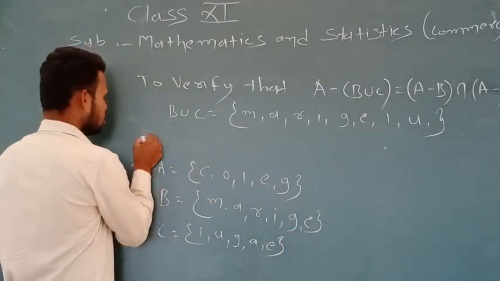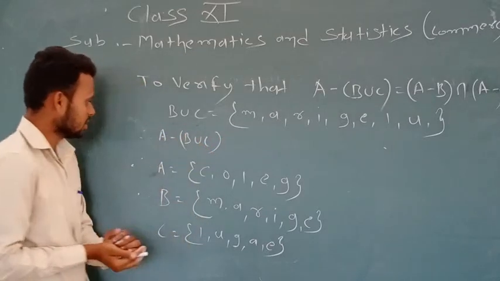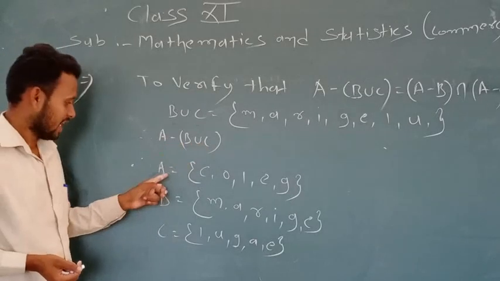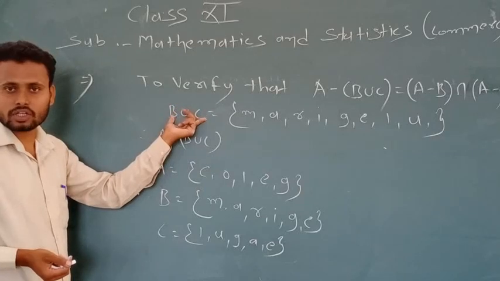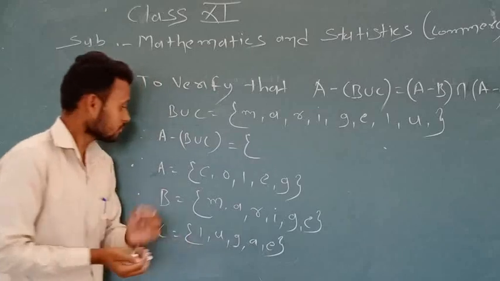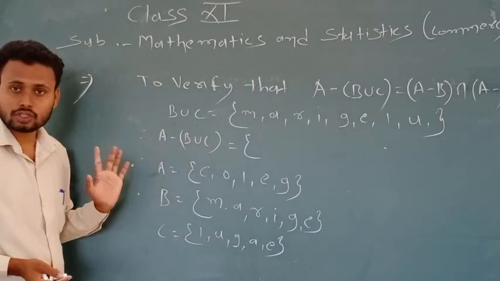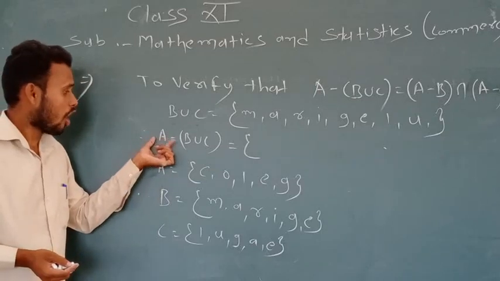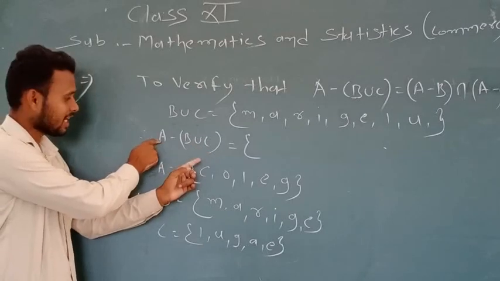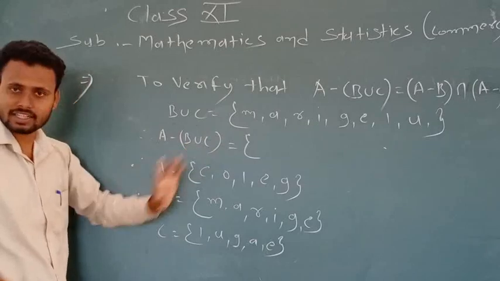Now the next line, therefore A minus B union C. It means the difference between set A and B union C. Set A we have, B union C we have just found. The difference between the two is equal to the set containing the elements, all elements which belong to A but do not belong to B union C. That is, elements that are in set A but not in B union C. That is what A minus B union C gives.